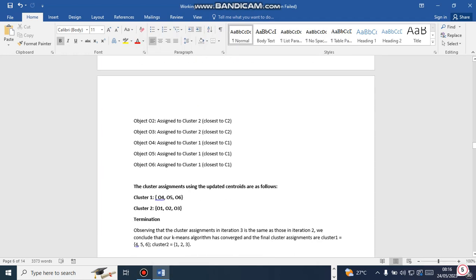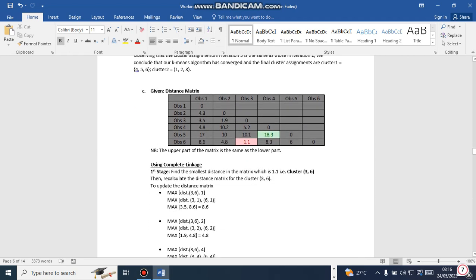Okay, from number 1C, we want to look at the distance matrix using the complete linkage. As you can see, the upper part of the matrix is the same as the lower part. That is why this side was removed. From the observation, we have 1 to 6 for this, 1 to 6 and this 1 to 6.